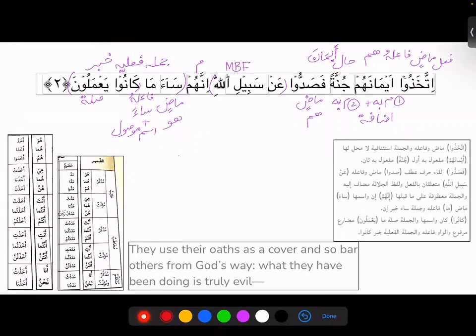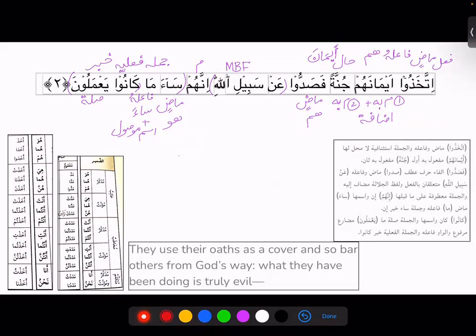It says ittakhadhu, they took, aymanahum. Now it is not imana, right? This is aymana. What is the difference between ayman and iman? Iman is like your deen, your faith. Yeah. Okay. So this is not iman, this is ayman, which is referring to oath. So ittakhazu, they took, aymanahum, their oath, junnatan, as a shield, fasaddu, and then they stopped themselves and others.